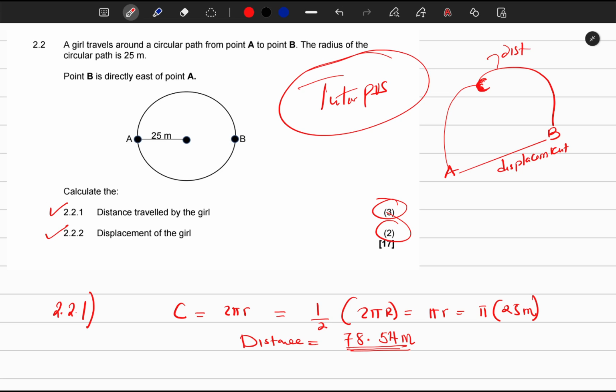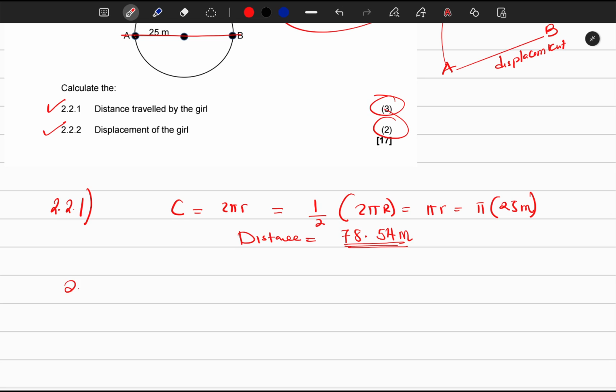This is distance. So displacement talks about the shortest route. So if I'm moving from A to B, instead of moving like this, I can just move like this. Exactly. So 2.22 for the displacement of the girl.